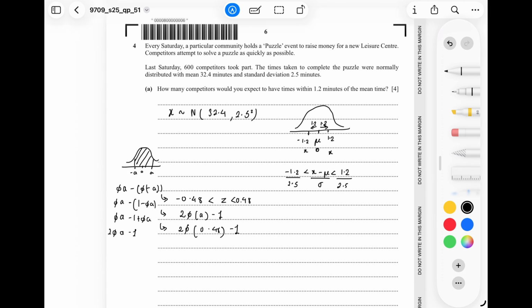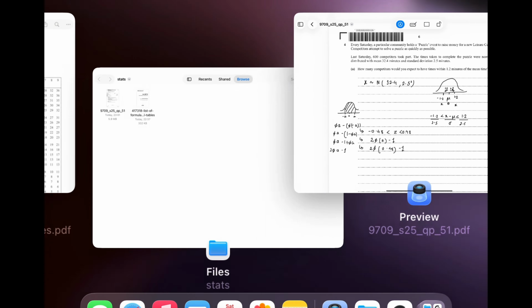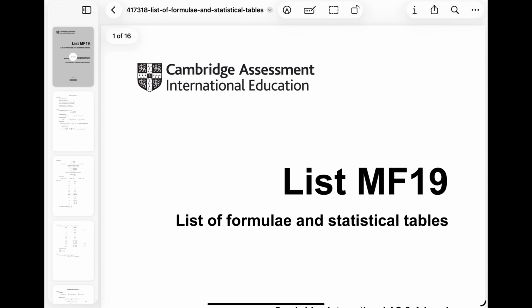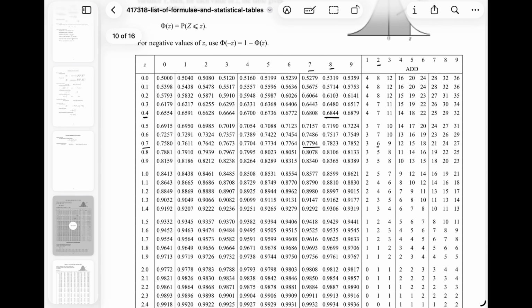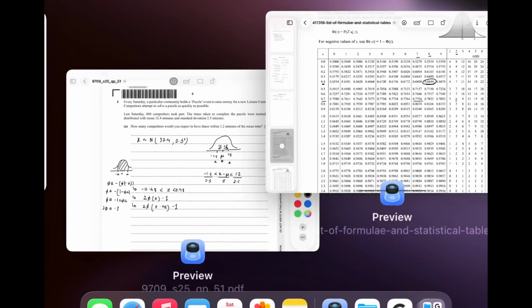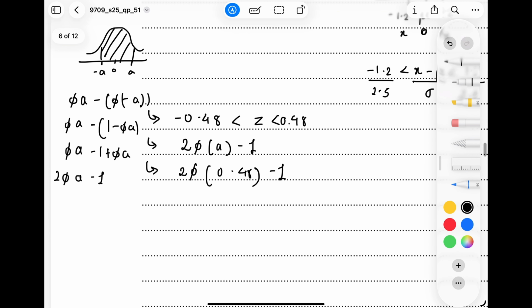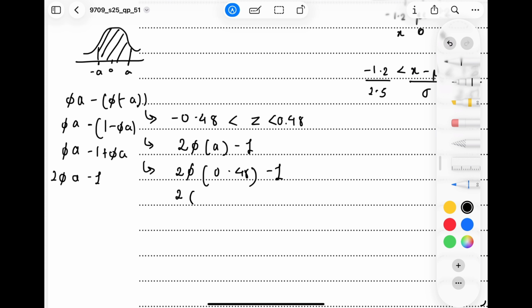Okay, so we're going to go to the MF19 real quick and get 0.48. So this is not phi inverse, so we just go from here. This is 0.4, this is a, you come down, this is where they intersect, 0.6844. So we have 2 of 0.6844 minus 1. Just put it in the calculator.